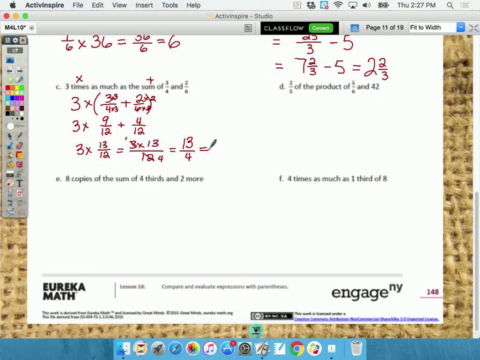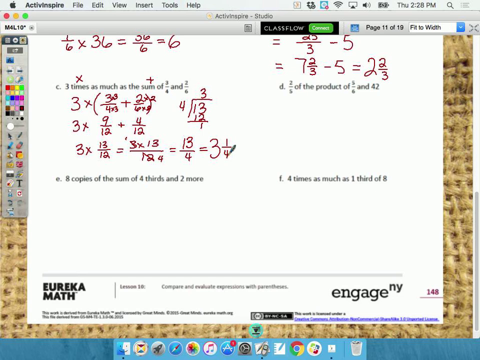equals, whose stick did I pull? Nathaniel. 13 divided by 4. 3 and 1, he's doing it. Very good, 3 and 1/4. Okay, D.